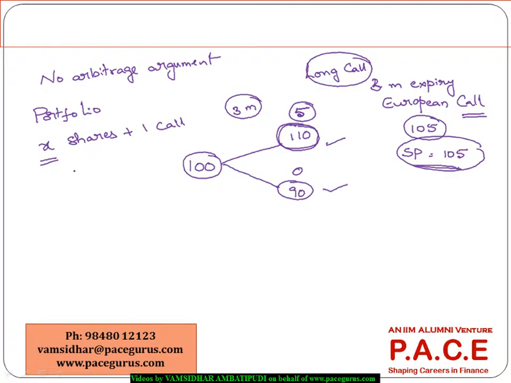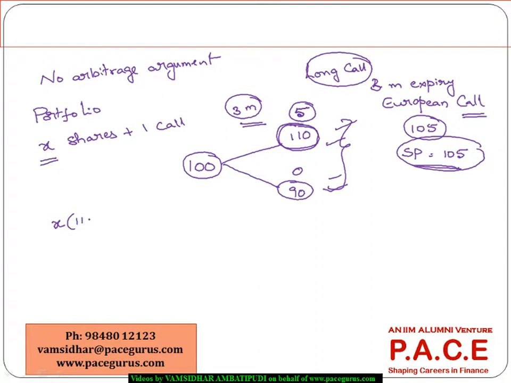X is something which I am more interested in finding out, but the combination is in such a way that after 3 months the value remains the same, whatever may be the share price going up or going down. The portfolio is created in such a way that there is no uncertainty of the position at the end of 3 months.